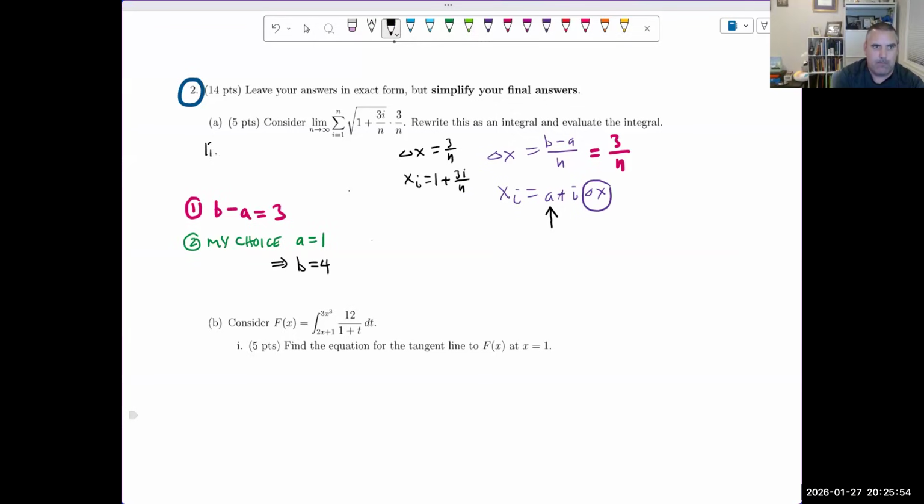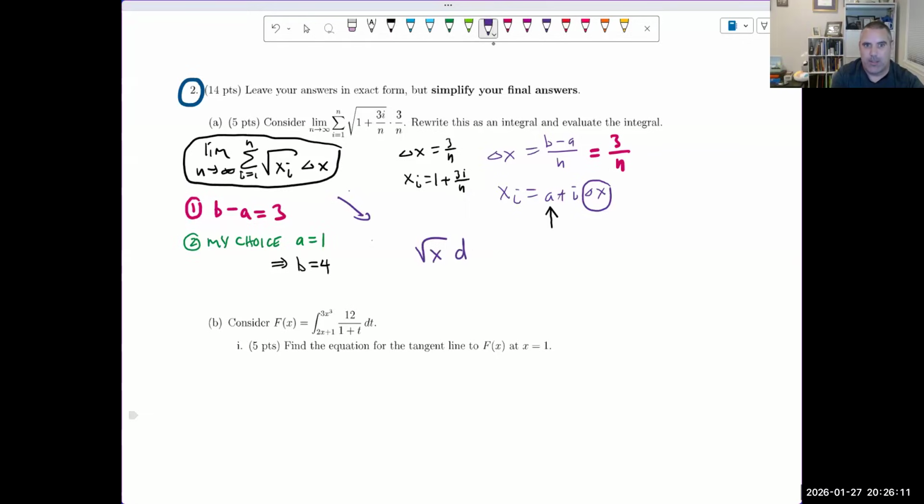So it's the limit as n goes to infinity of the sum from i equals 1 to n of the square root of xi delta x. And I feel like if I do that, then the integral becomes easy for me to write because I can see the function. It's sitting right there. Square root of x dx, and the bounds are 1 to 4.